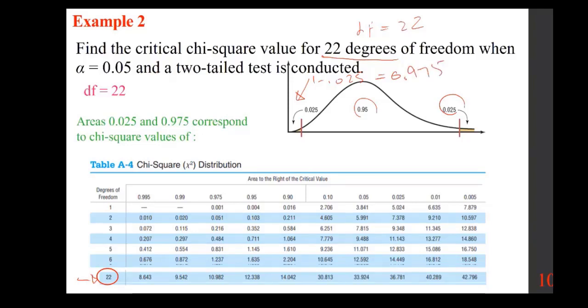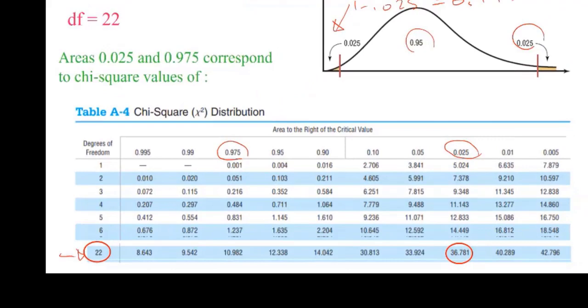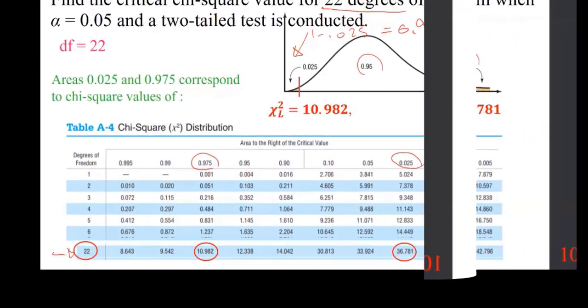1 minus 0.025 gives you 0.975. Okay, so you go to the top, you look at 0.975, that's one of them. And you look at 0.025, that's another one. The numbers in front of 22, those are the numbers you're looking for. This is the chi-squared of the right, this is the chi-squared of the left, and those are the numbers.